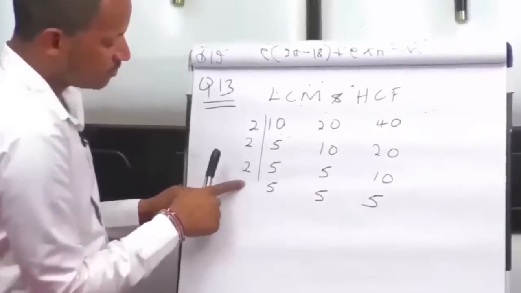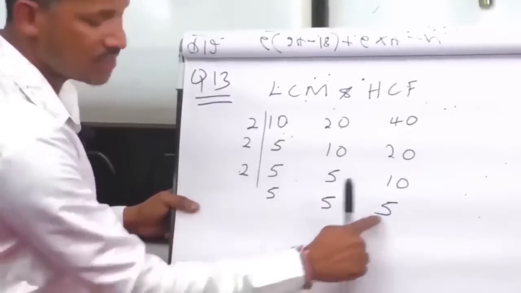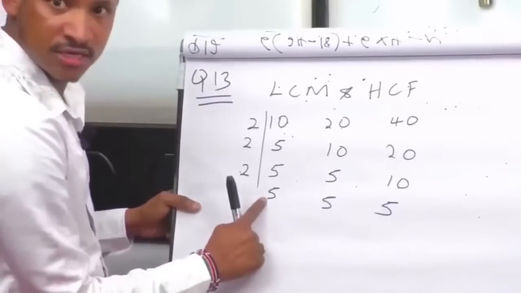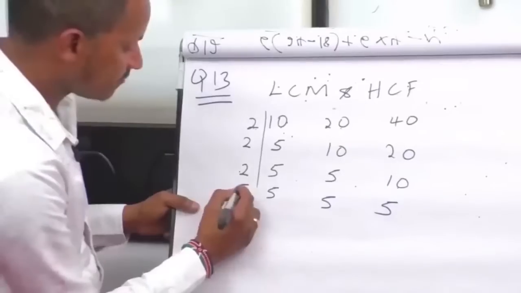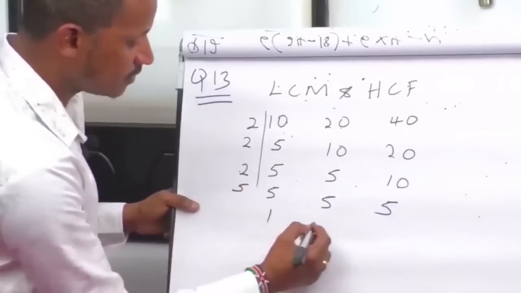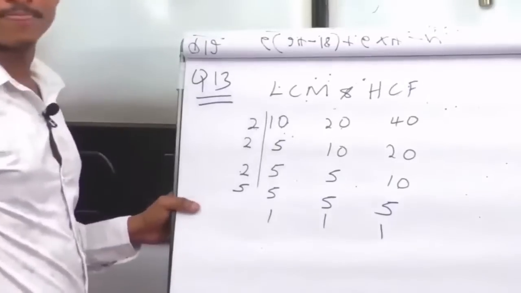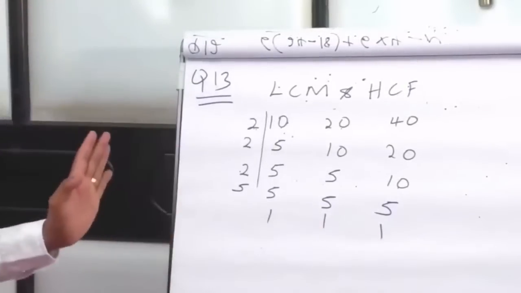We can't use 2 again because there will be a remainder. We can't use 3, remainder. We can't use 4. Therefore, we use 5. 5 goes into 5, 1, into 5, 1, into 5, 1. Once you reach 1, you stop there.